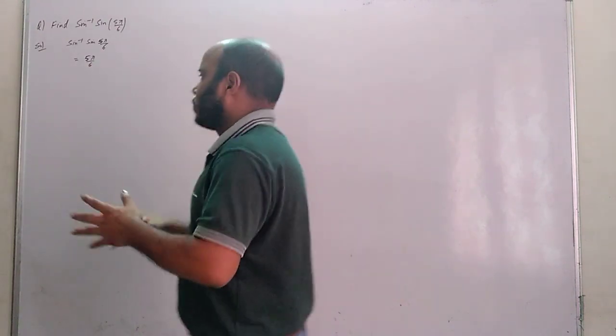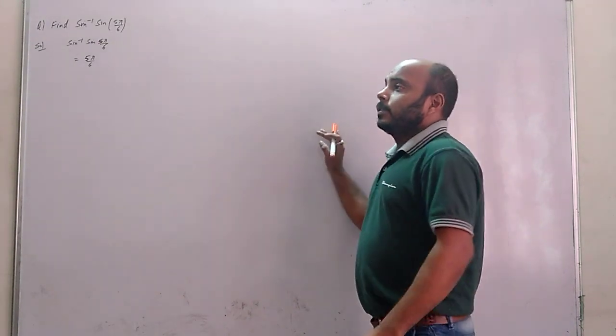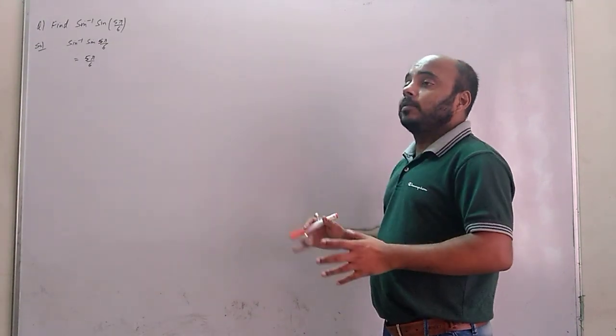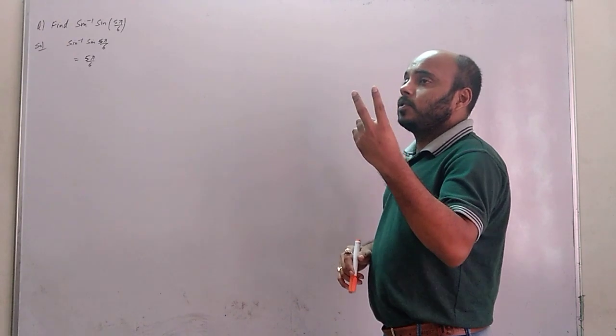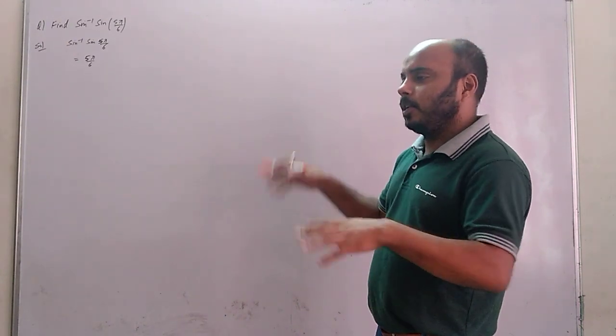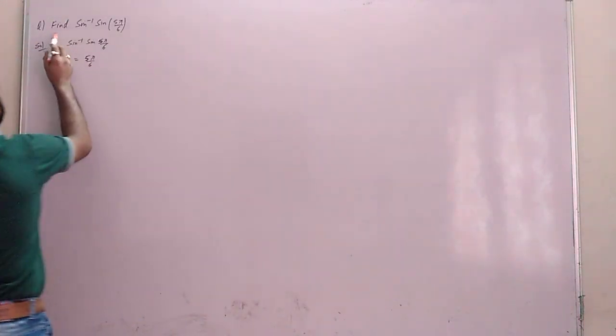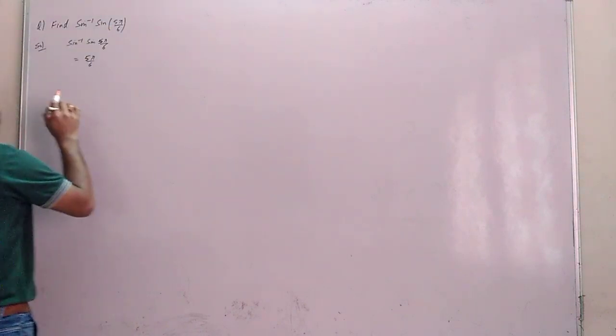Whatever I will be writing here on the board is also under the theory only. There are two types of sums which you need to solve in two different ways. The rest of the whole chapter depends on that only. Let's see. The question is: find sine inverse sine pi by 6.